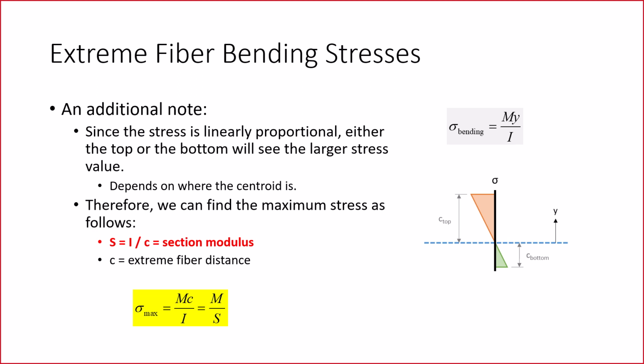A lot of times in engineering notation land, we will say that sigma max is MC over I. And C is what we call our extreme fiber distance, the distance from the centroid either to the very top of the beam or the very bottom of the beam. So under flexure, it is possible that you have different magnitudes of bending stresses. You have a maximum bending stress at the top and a maximum bending stress at the bottom, okay?